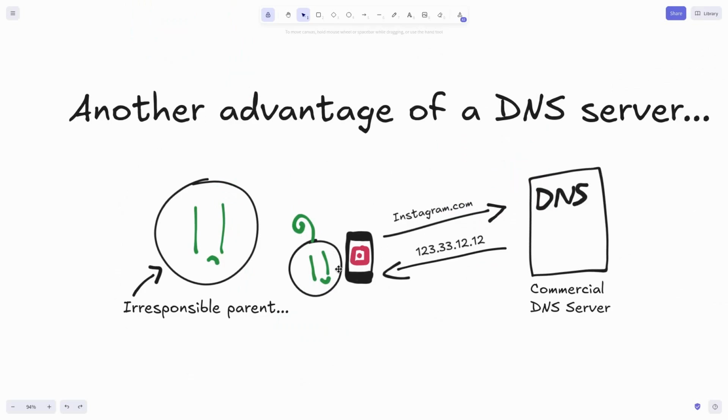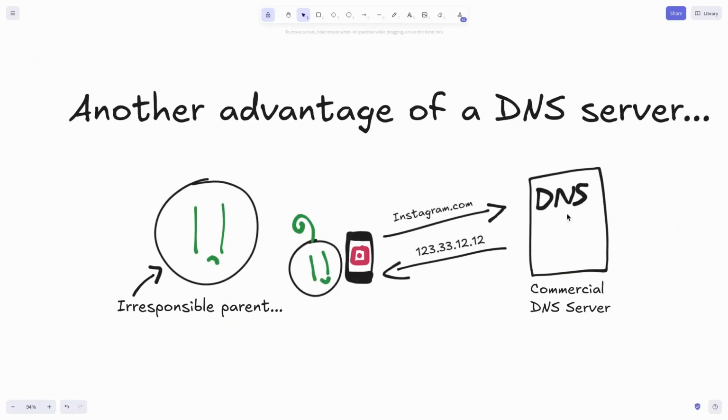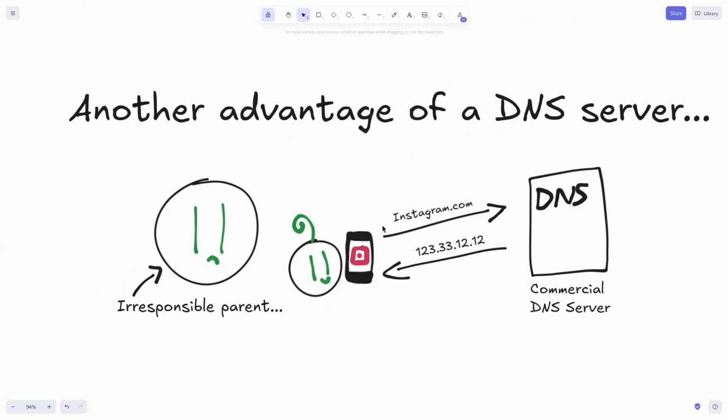And this kid over here is trying to access Instagram. And Billy is an irresponsible parent that lets his kids on social media. You shouldn't do that. And so what happens is, because Billy is using a commercial DNS server on his kid's phone, they send Instagram.com to that DNS server, and the DNS server responds with an appropriate DNS response, which is, of course, the IP address. Now, this means that the website is not blocked on the kid's phone and they can access whatever they want.